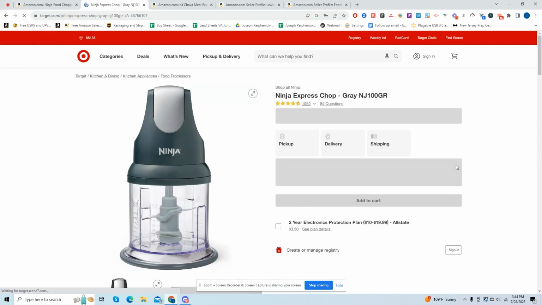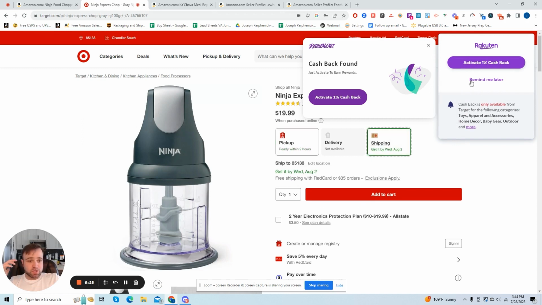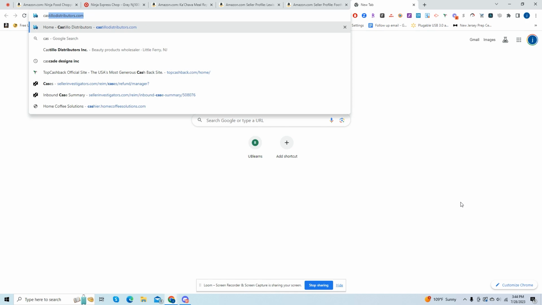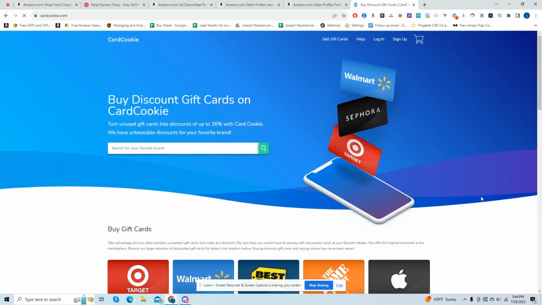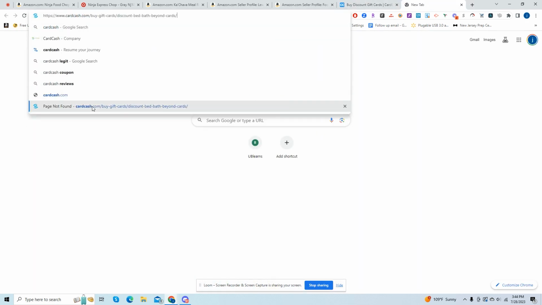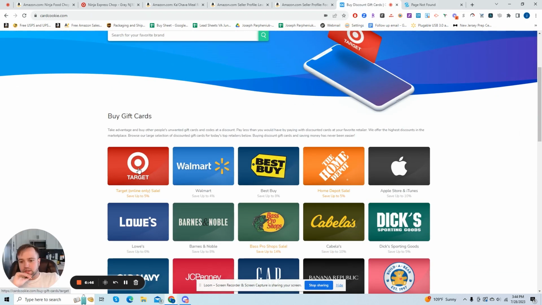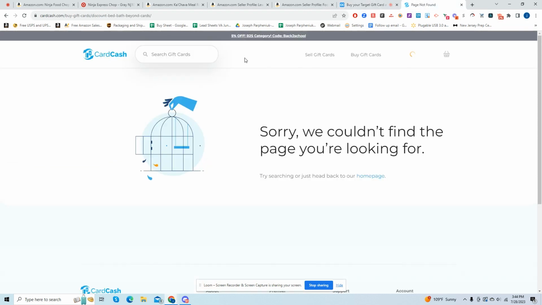So I'm just going to go over certain ways I try to manufacture margin when I'm sourcing. It's $20, but we can go ahead and look up the Target gift card price. There are a couple websites that I like to look at. Card Cookie and Card Cash are the main two, and then Raise is another one. Let's just look at Card Cash and Card Cookie for now to get us the idea. So Target, save up to 5%. They do have a 5% gift card here.